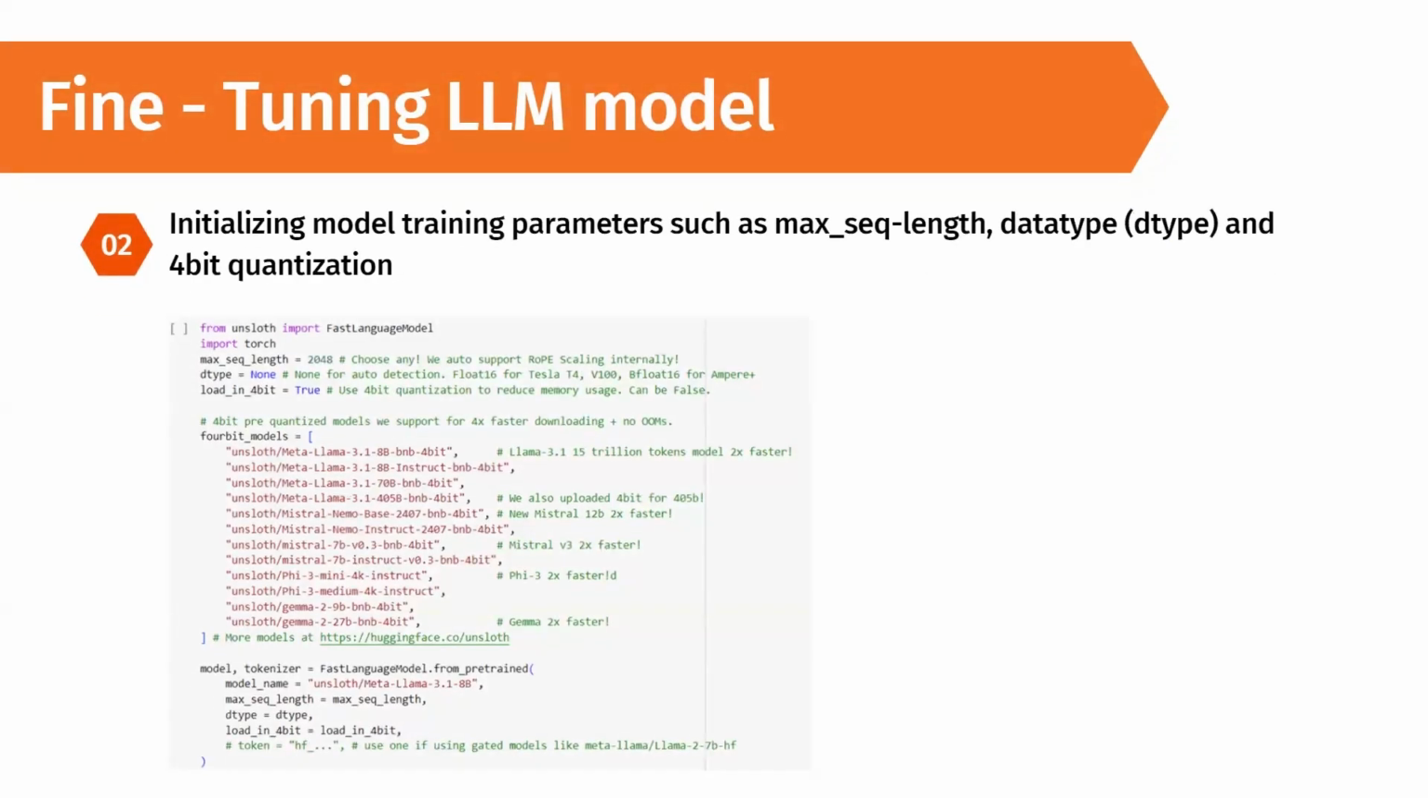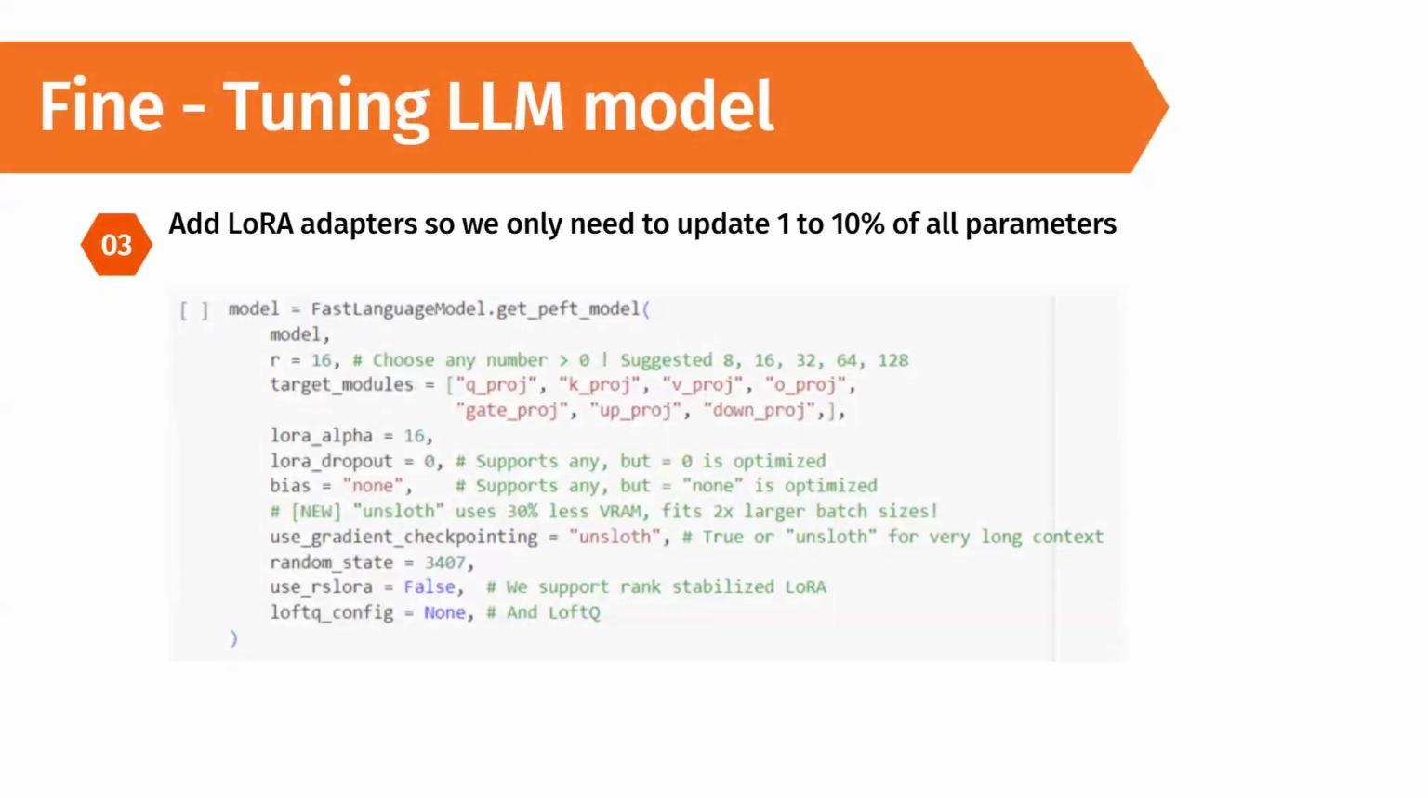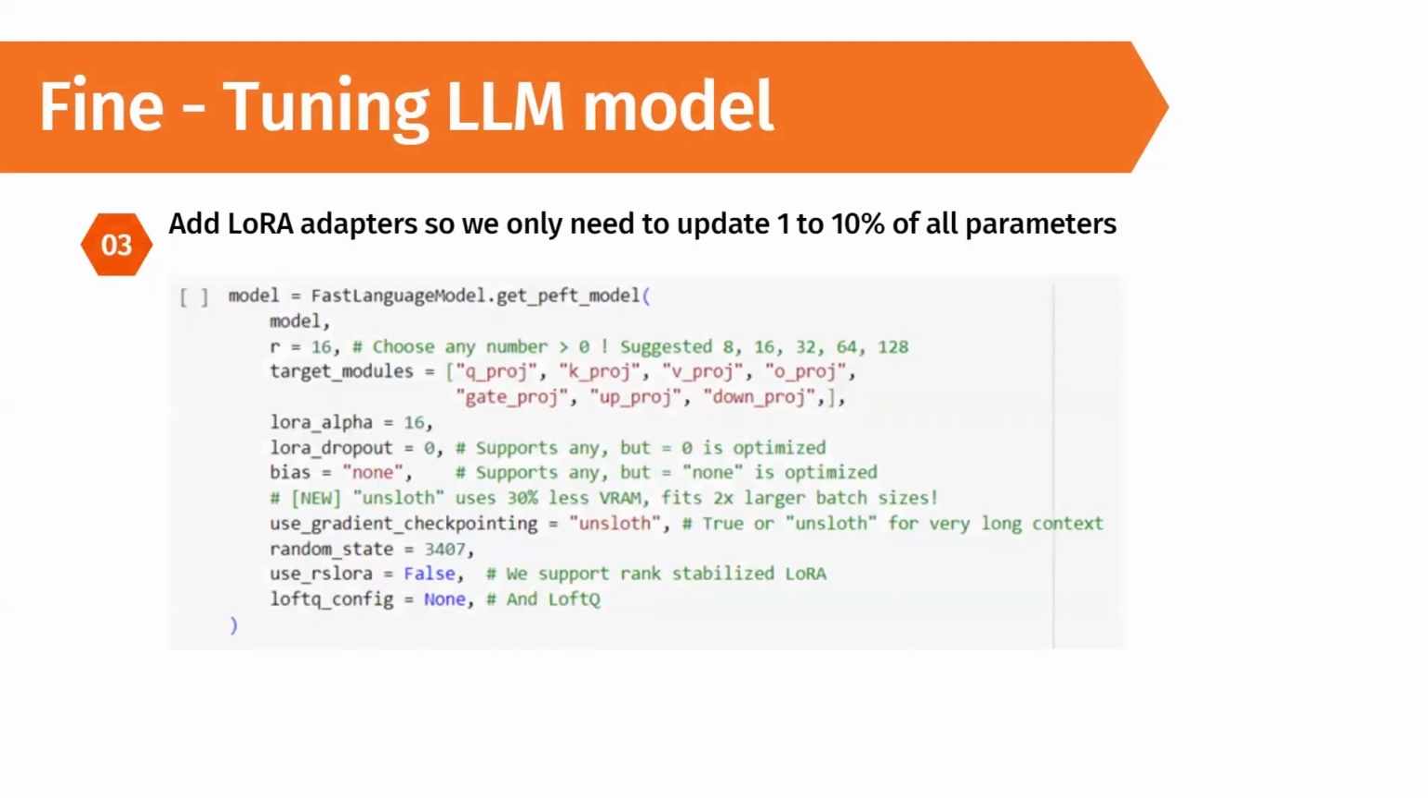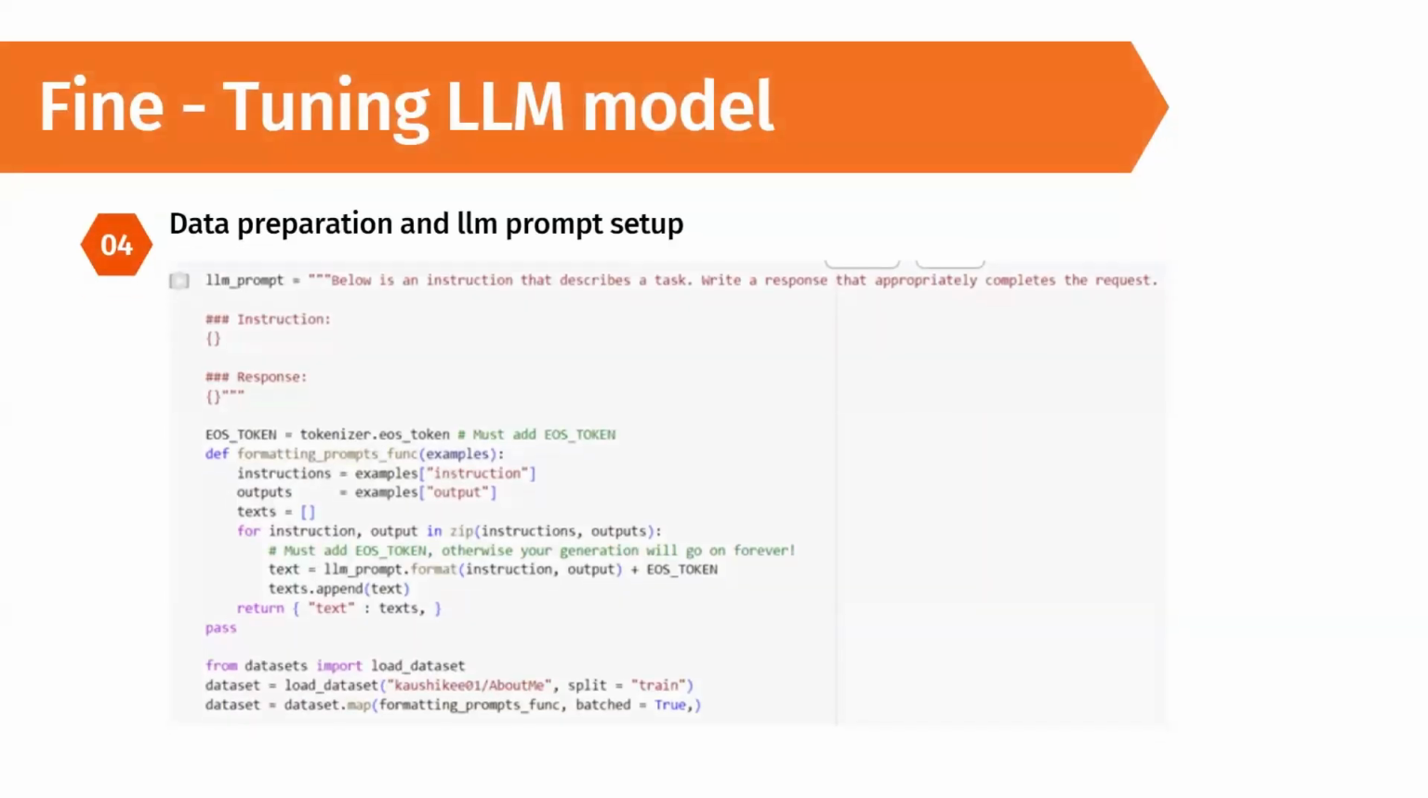Now initializing the model training parameters such as max sequence length, data type, and 4-bit quantization for the training parameters. Now adding the LoRA adapters, so we only need to update only 1 to 10% of the parameters. Now coming to the data preparation step and the LLM prompt setup.